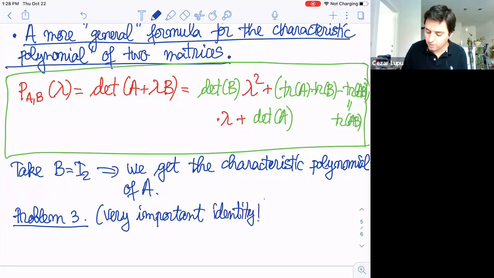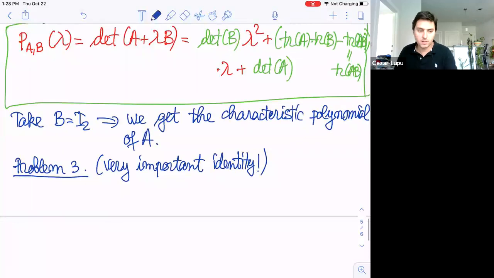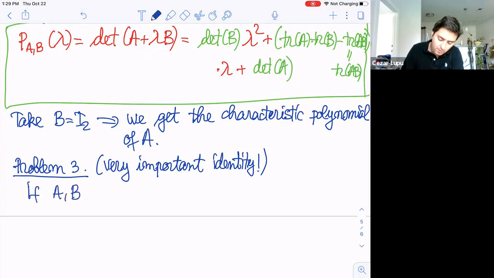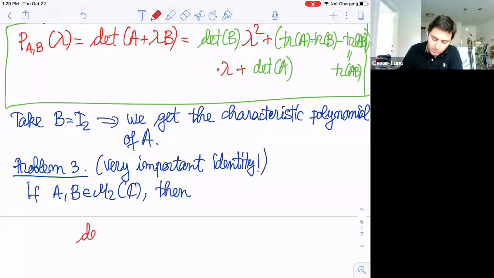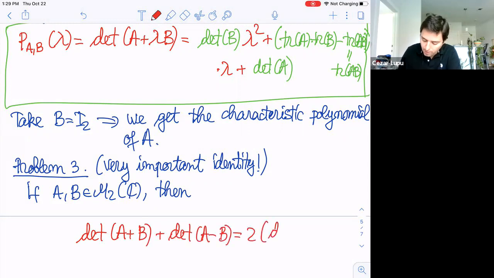Probably I'm going to do a separate video for 3 by 3 matrices, because I don't think I will have time for it now, since there are some problems that I would like to cover. So this identity says the following: if A and B are 2 by 2 matrices, then the determinant of A plus B plus the determinant of A minus B is 2 times the determinant of A plus the determinant of B.